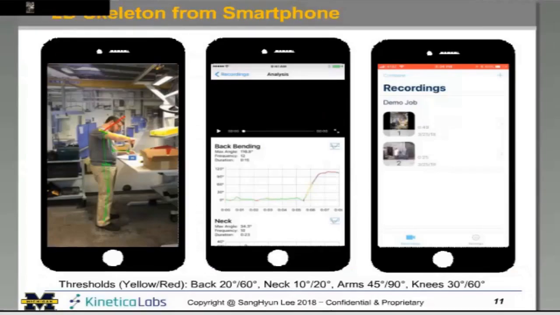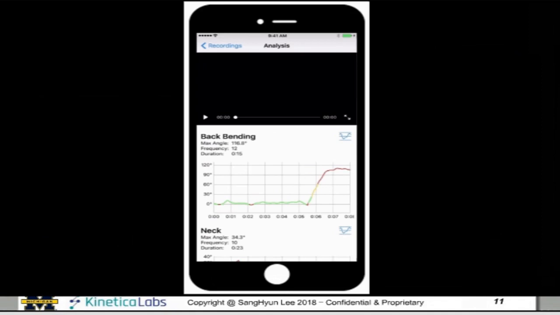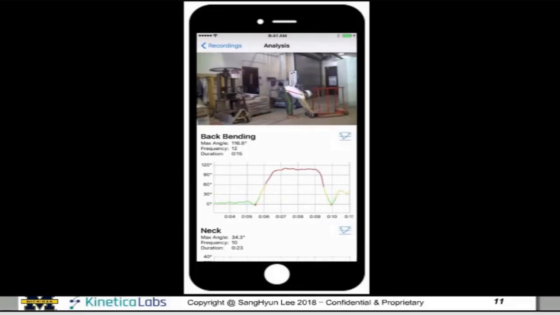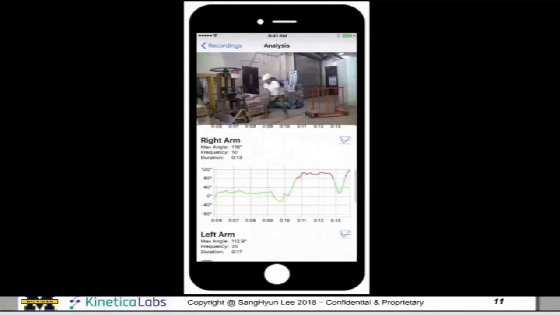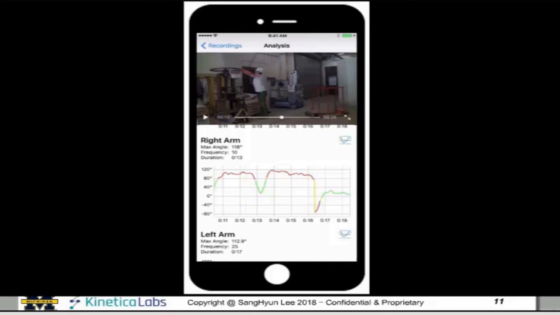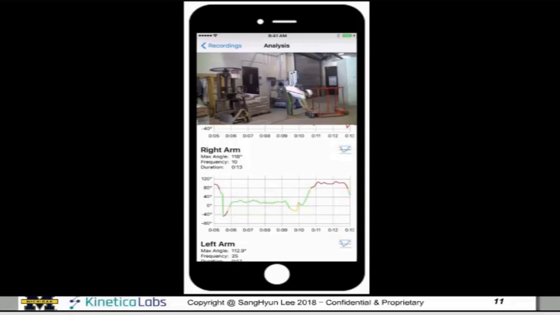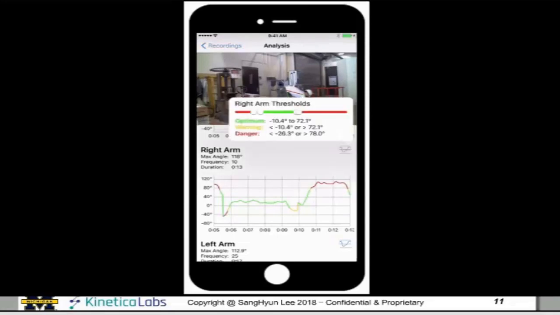And then once we have a skeleton, now we can get a lot of detailed information. For example, now you can see that frame by frame, typically a smartphone has 29 frames per second. And frame by frame, you are getting all the different angles for the different body parts: right arm, left arm, back bending. So we can identify what the angle is, but at the same time, we can easily calculate maximum angle, frequency, and duration. Here you can also see that whatever threshold you are interested in, you can put in a different threshold, and we are just going to identify it because we provide raw data frame by frame.